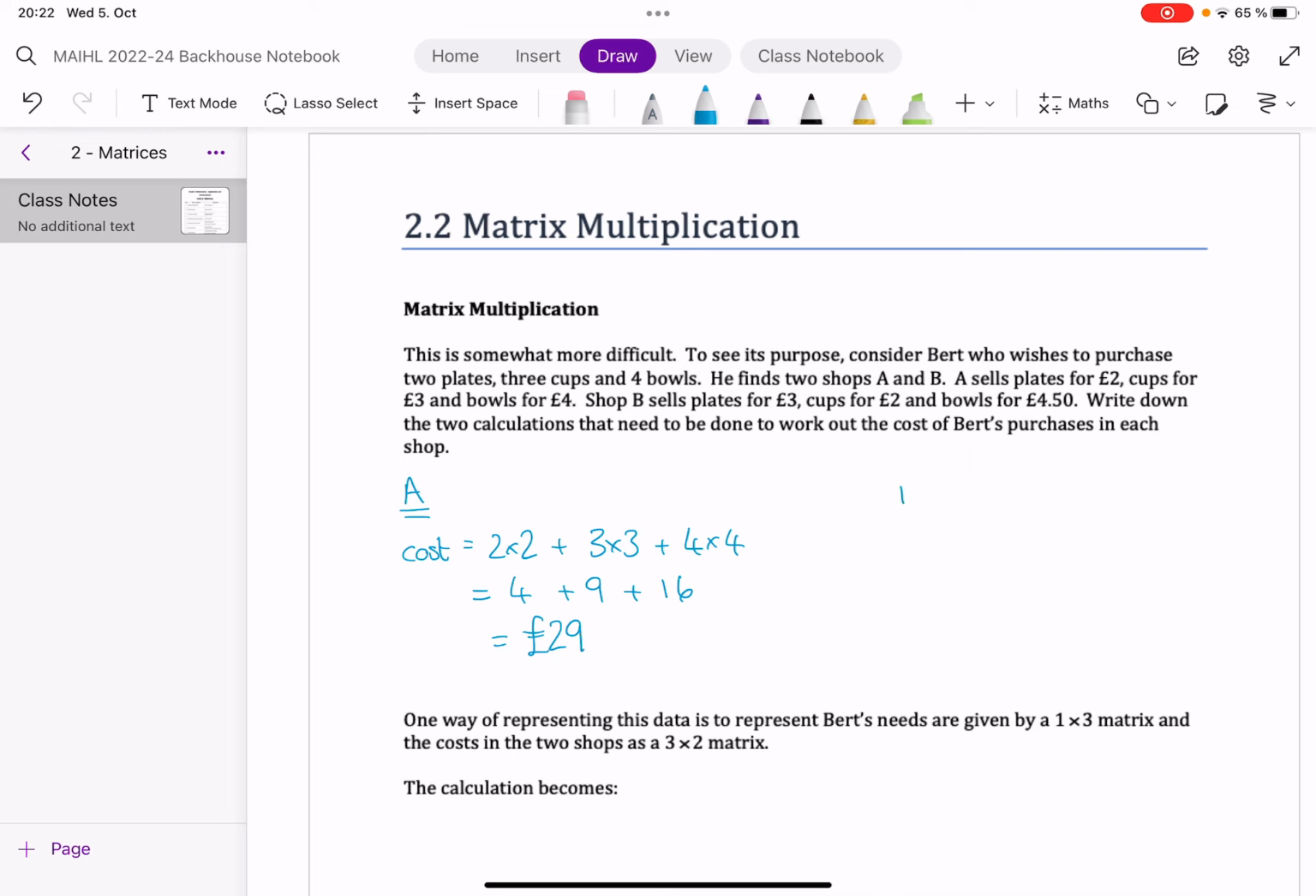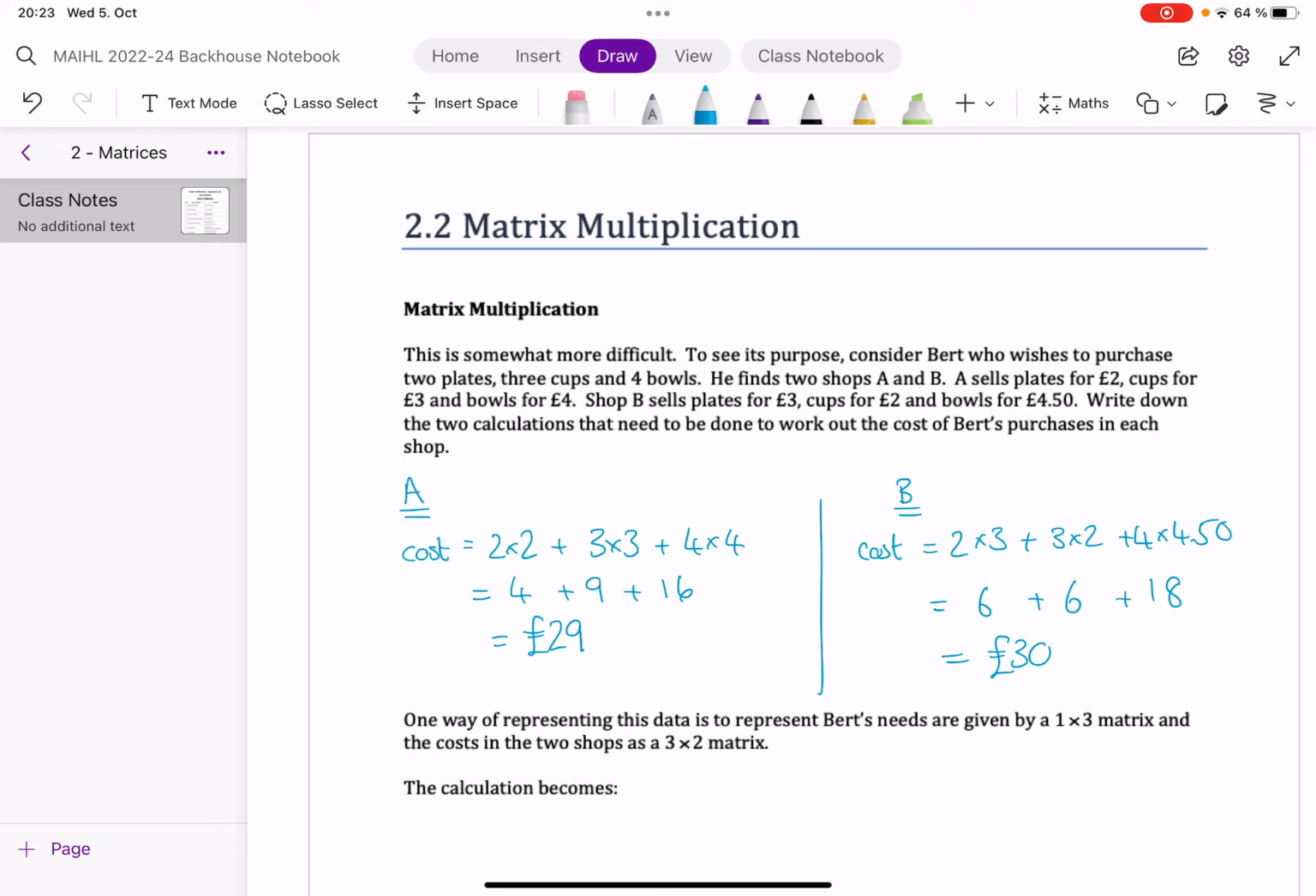Okay, and then we do a similar set of calculations for shop B. So we do 2 by 3 plates. Hopefully you are skipping some of this and just going straight to check the answers. Okay, we're going to have 6 plus 6 plus 18, which is 12 and 18. That is £30. Okay, so those would be the sets of calculations we would do in order to find out how much it costs from shop A, how much it costs from shop B.